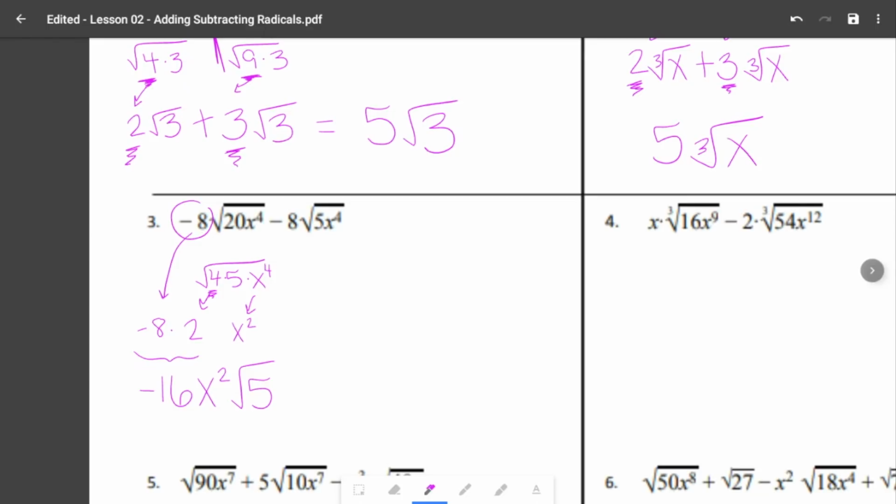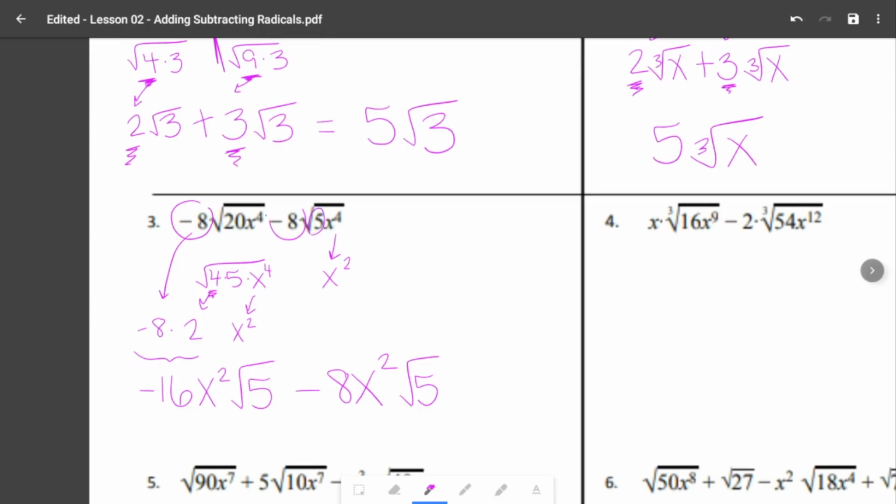Looking at the next one, the 5 here doesn't have to break up as anything because unfortunately there is no perfect square that goes into 5 that would help us. X to the 4th comes out as the x squared, so all we have to do is copy down here, and again, don't lose that front number. We have -8 x squared radical 5.